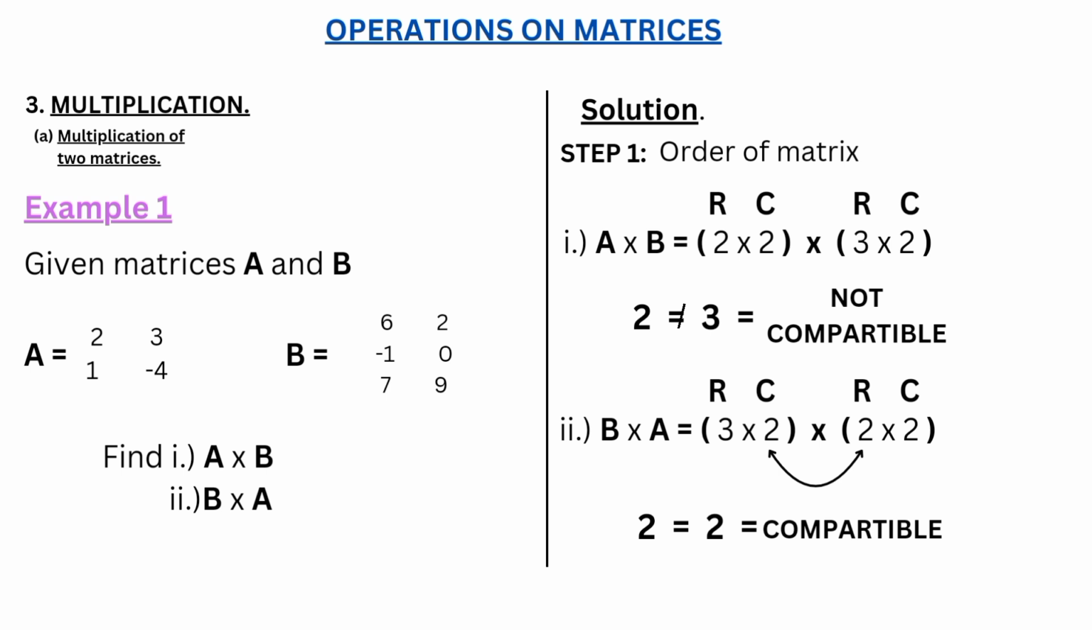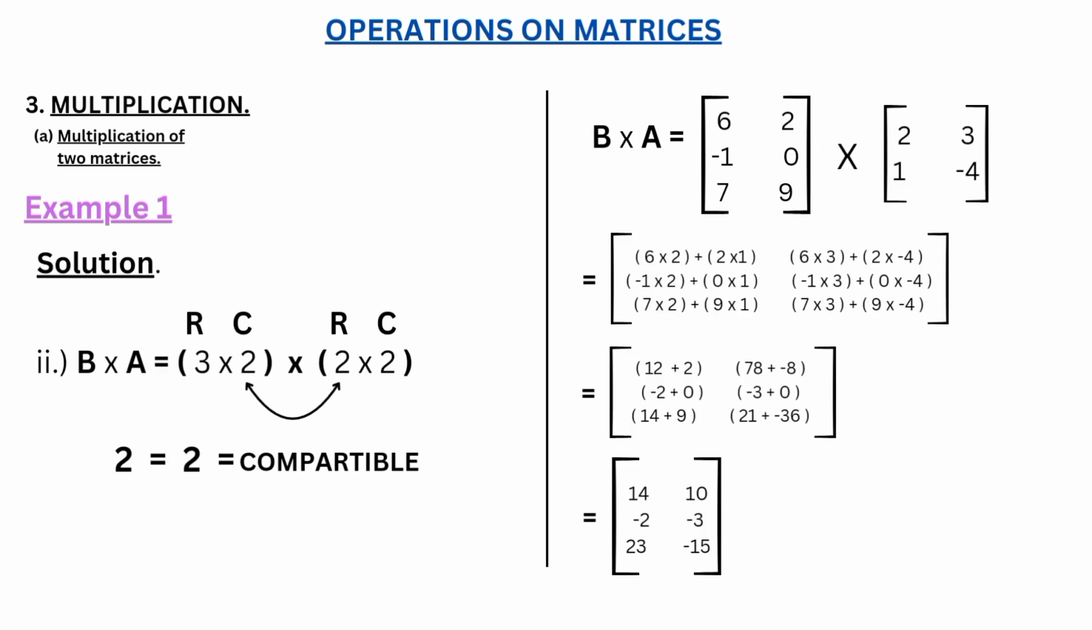So the second question is B times A. The order of matrix B is 3 by 2, which means it has 3 rows and 2 columns, times A, which is a 2 by 2 matrix, which means it has 2 rows and 2 columns. So 2 is equal to 2, which means it's compatible, right? After checking the compatibility, the next step is to multiply them. So we multiply only B times A since it's the only compatible one.